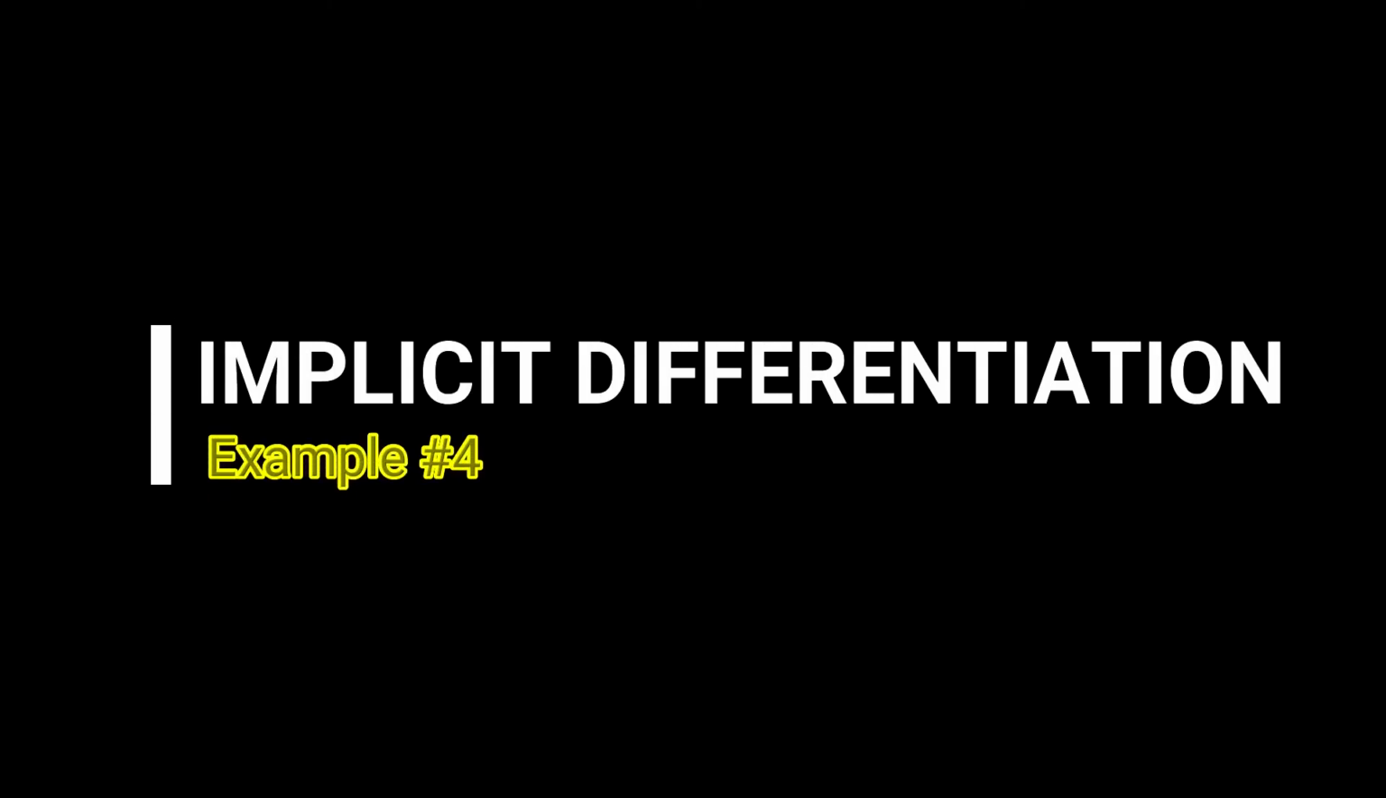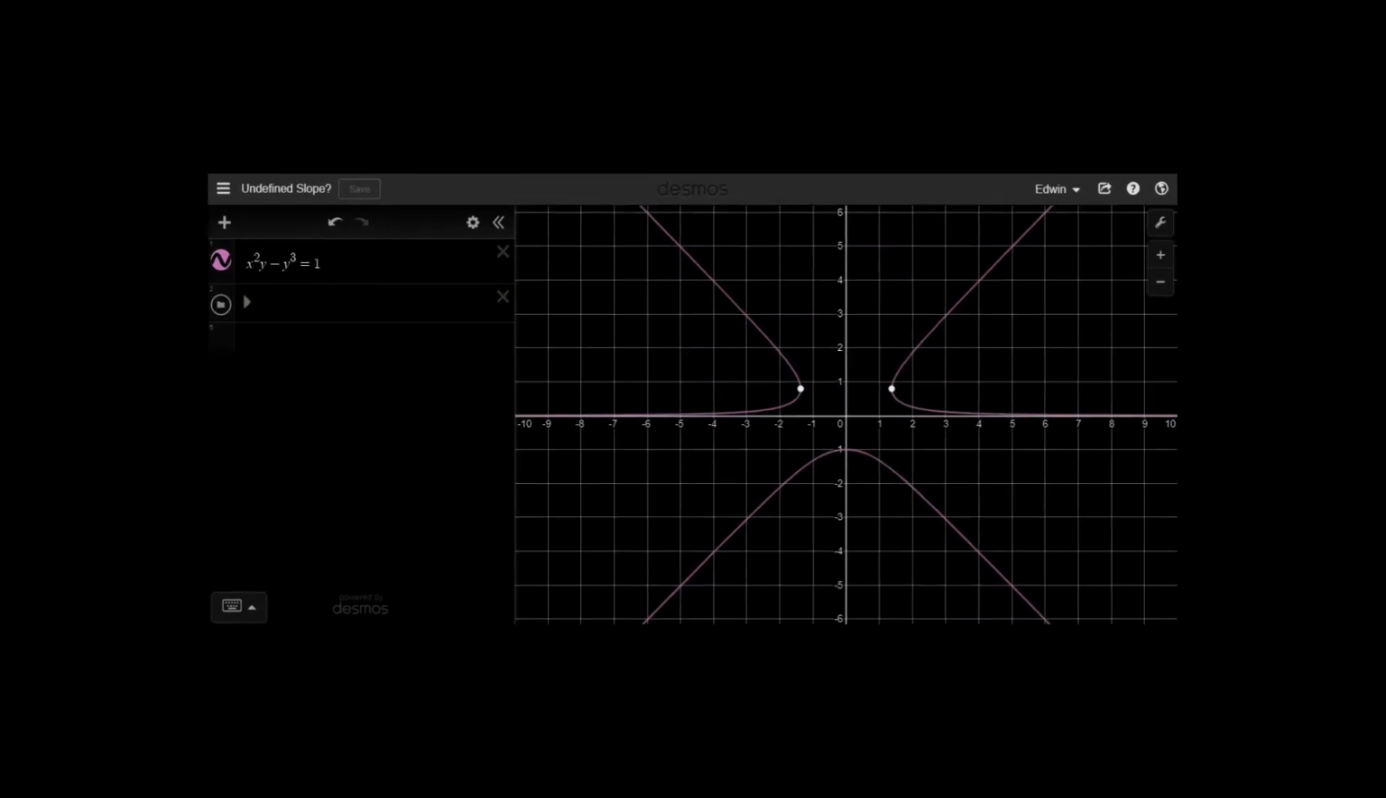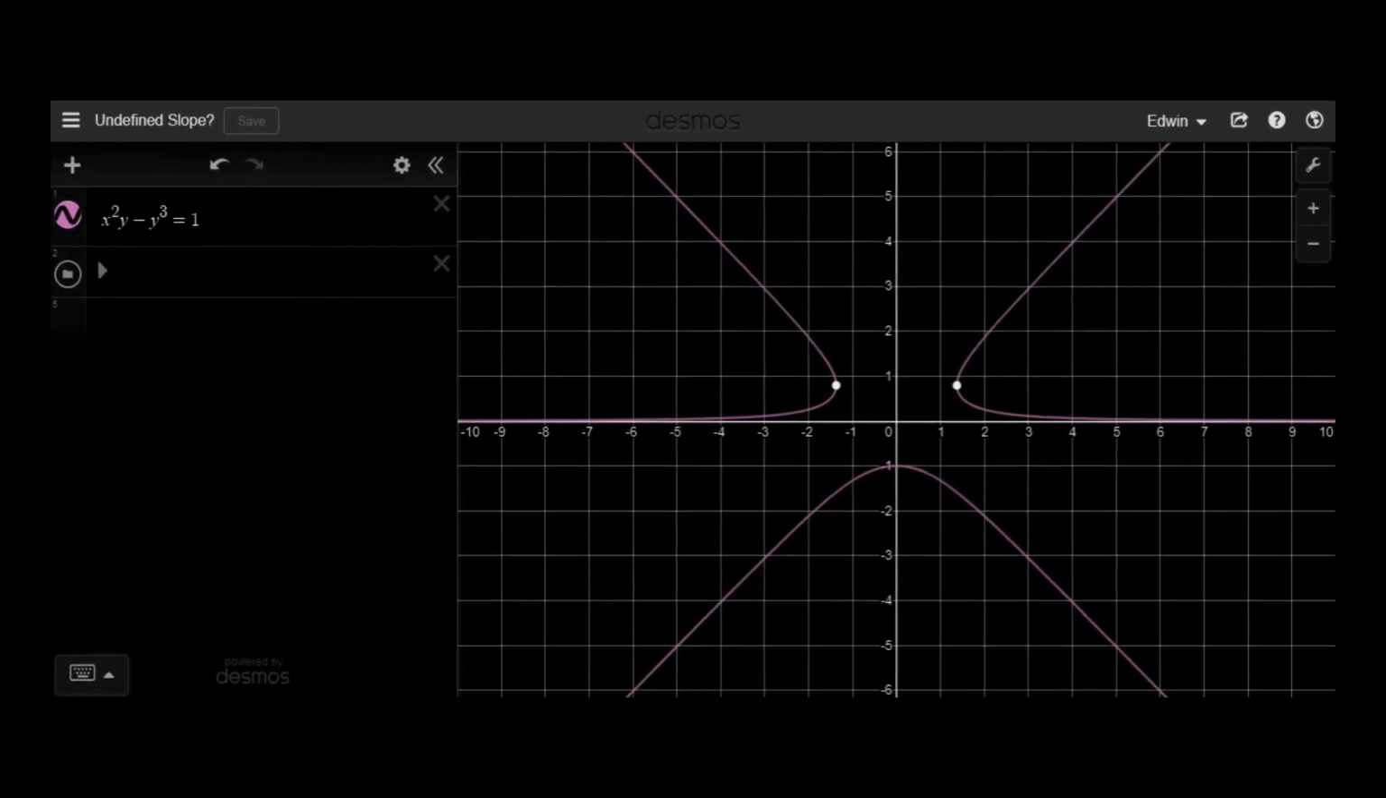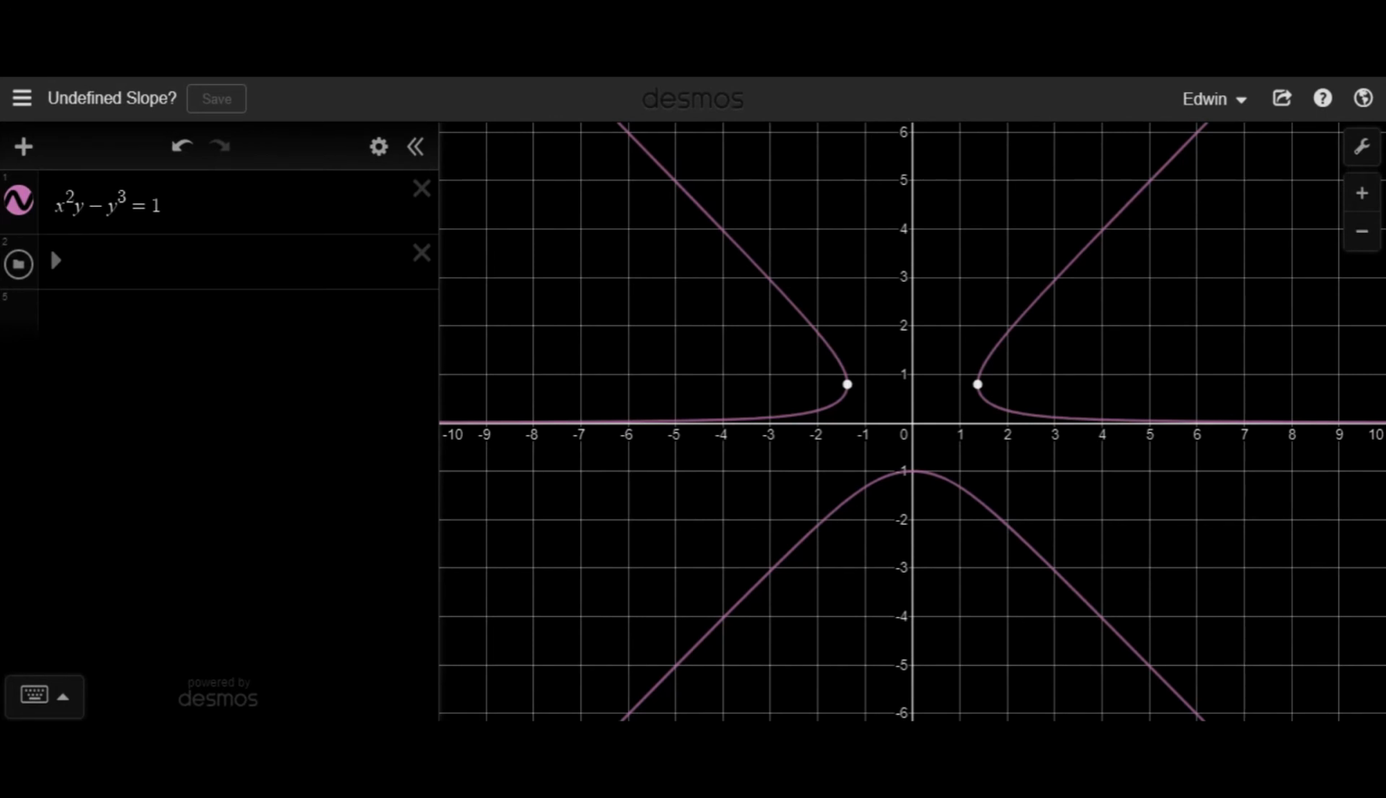Okay, in this example, we're going to differentiate this relation graphed in front of you here, x squared y minus y cubed equals 1. And we're going to pay particular attention to those white ordered pairs graphed in front of you here. And at those ordered pairs, the tangent slope is going to be absolutely vertical. So the tangent slope is going to be undefined.